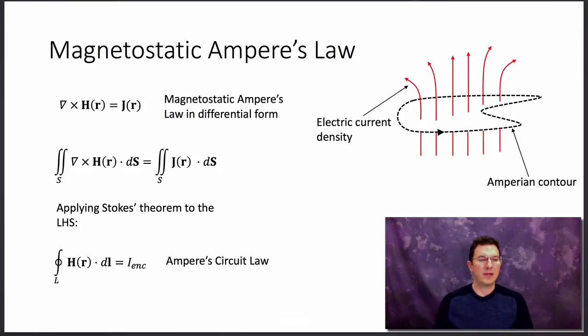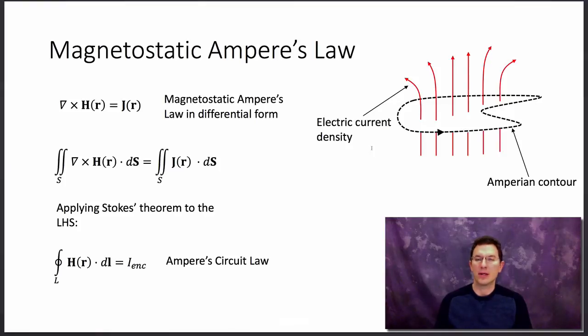On the left hand side, we need to apply Stokes' theorem, and once we apply Stokes' theorem, the left hand side becomes the following, which is Ampere's circuit law, or Ampere's circuit law, however you want to think of it or say it. It's the same thing. What this is saying is that if I integrate around a closed path, I've shown a closed path here in this diagram in the upper right.